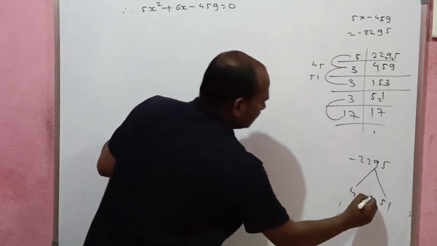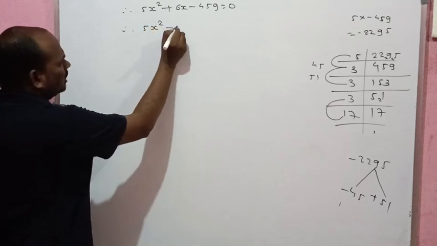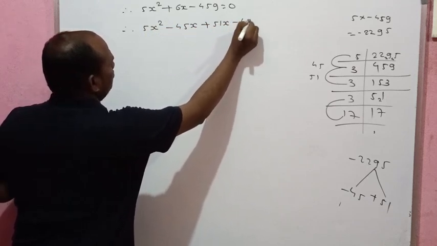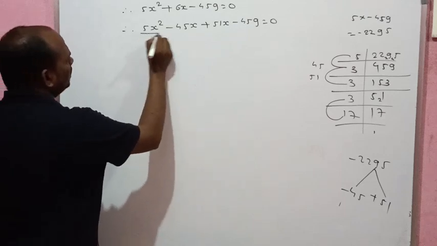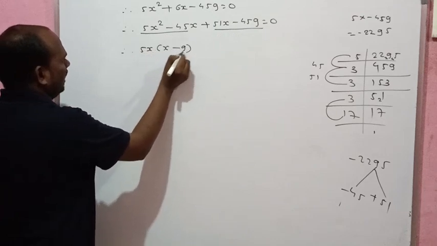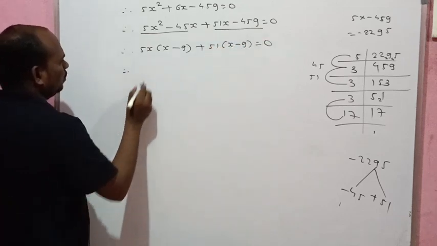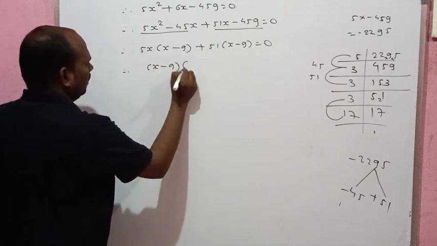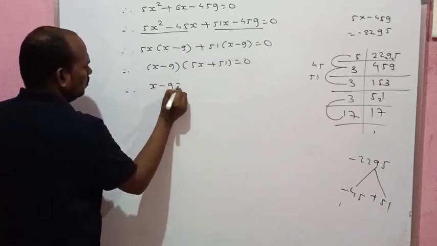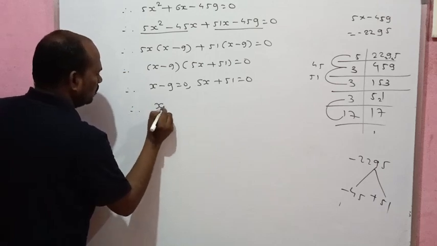Now the plus 6, that is plus and minus. Now therefore 5x square minus 45x plus 51x minus 459 equal to 0. This common is 1, this common is 1. Now this common is 5x, x bracket 9. This is 51 common, x bracket 9. Therefore, x minus 9 in one bracket and 5x plus 51 in one bracket.